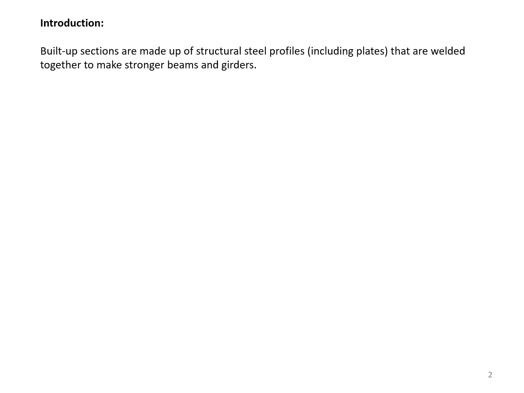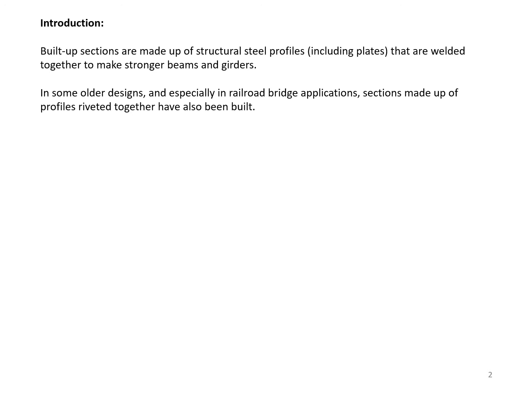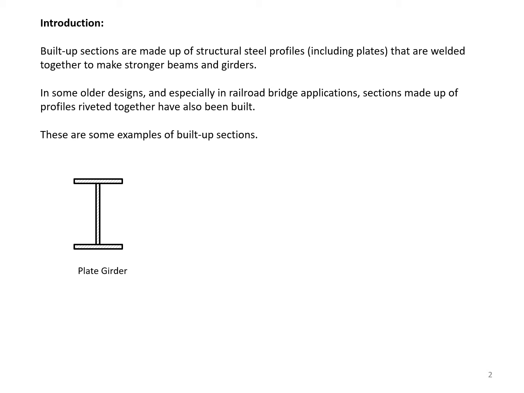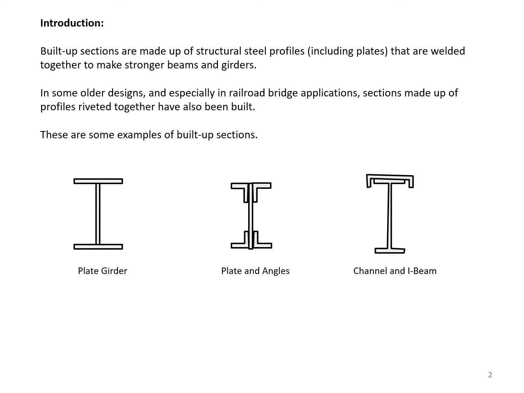Built-up sections are made up of structural steel profiles, including plates, that are welded together to make stronger beams and girders. In some older designs, and especially in railroad bridge applications, sections made up of profiles riveted together have also been built. These are some examples of built-up sections: a plate girder, plate and angles, and a channel and I-beam.